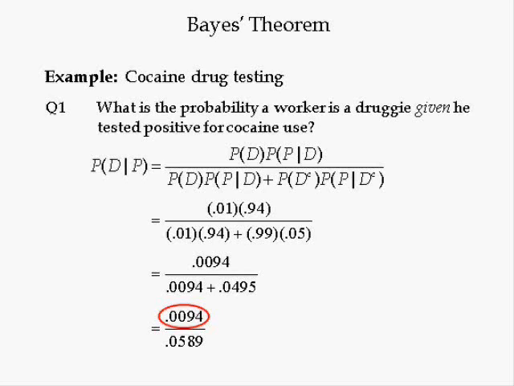The probability a worker is a druggie and tested positive for drug use is 0.0094. The probability a worker tested positive for drug use is 0.0589. The probability a worker is a druggie given he tested positive for cocaine use is 0.1596. This is much lower than one might have expected, given the drug lab's test is 95% accurate. This means that of all the workers that tested positive for drug use, only 16% are actually druggies.